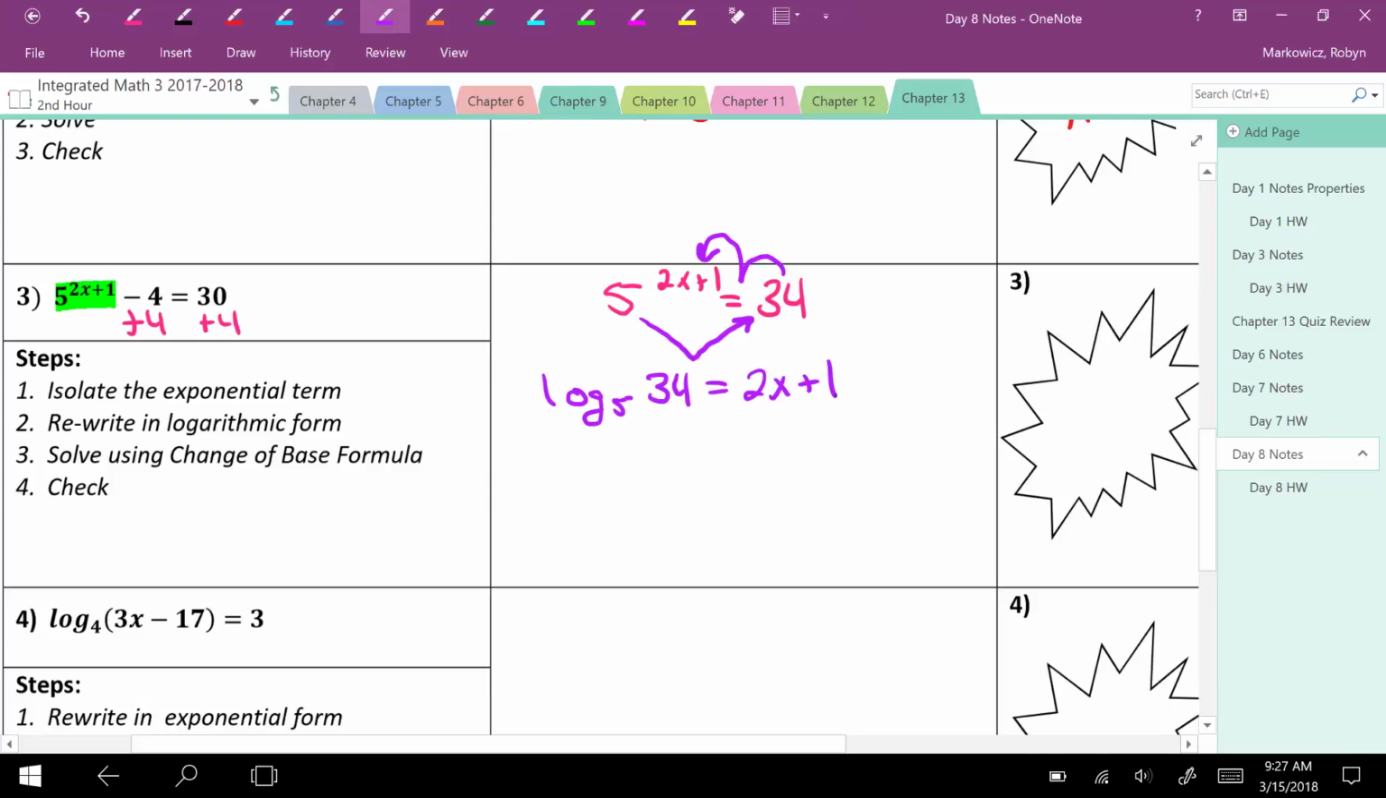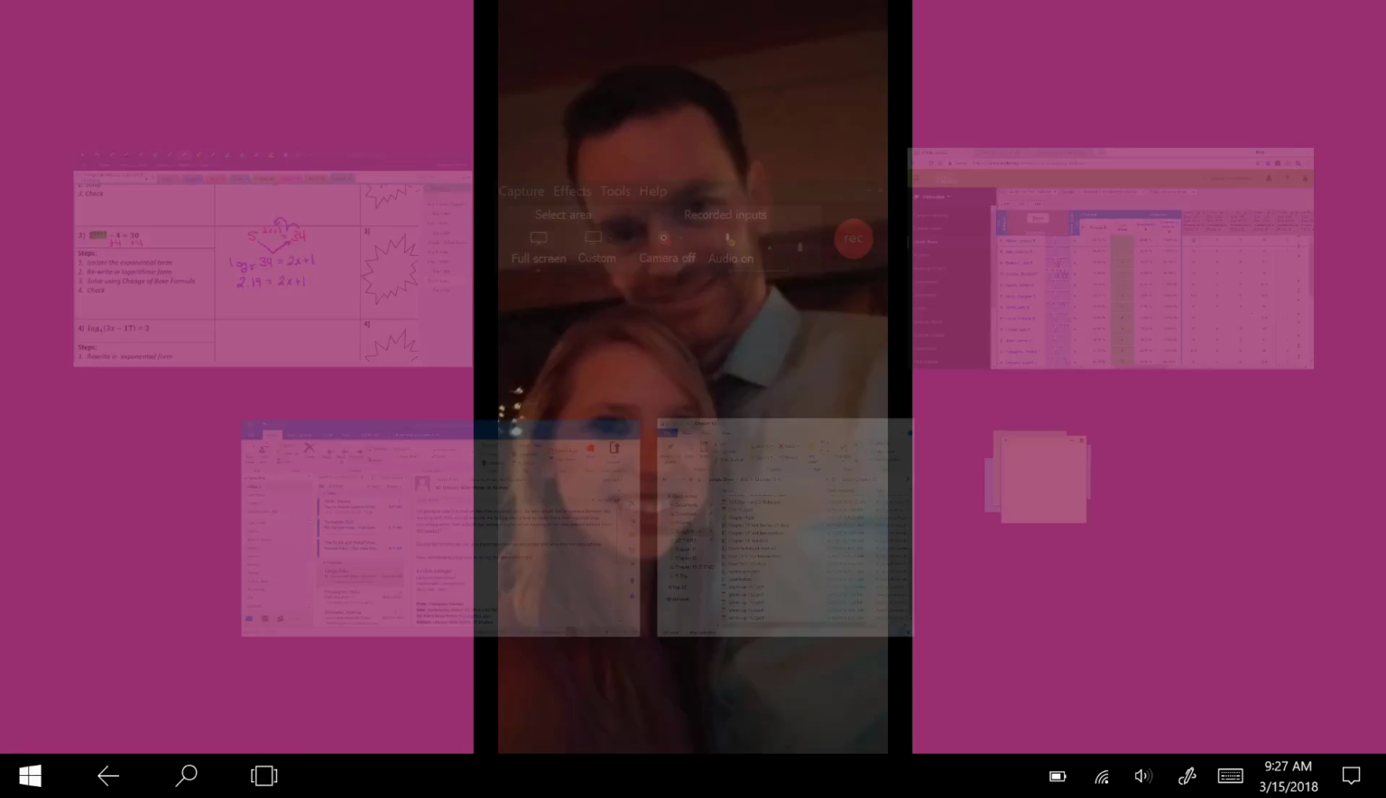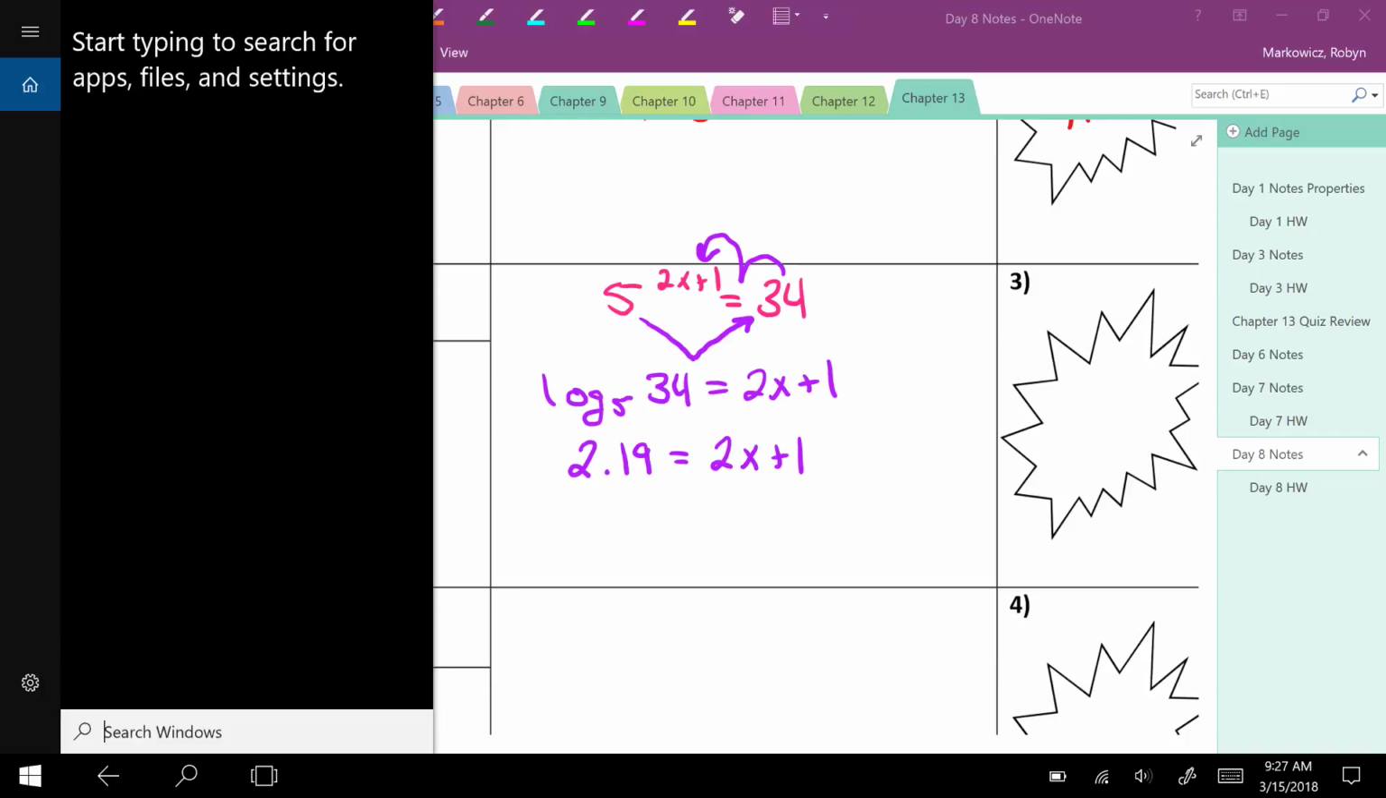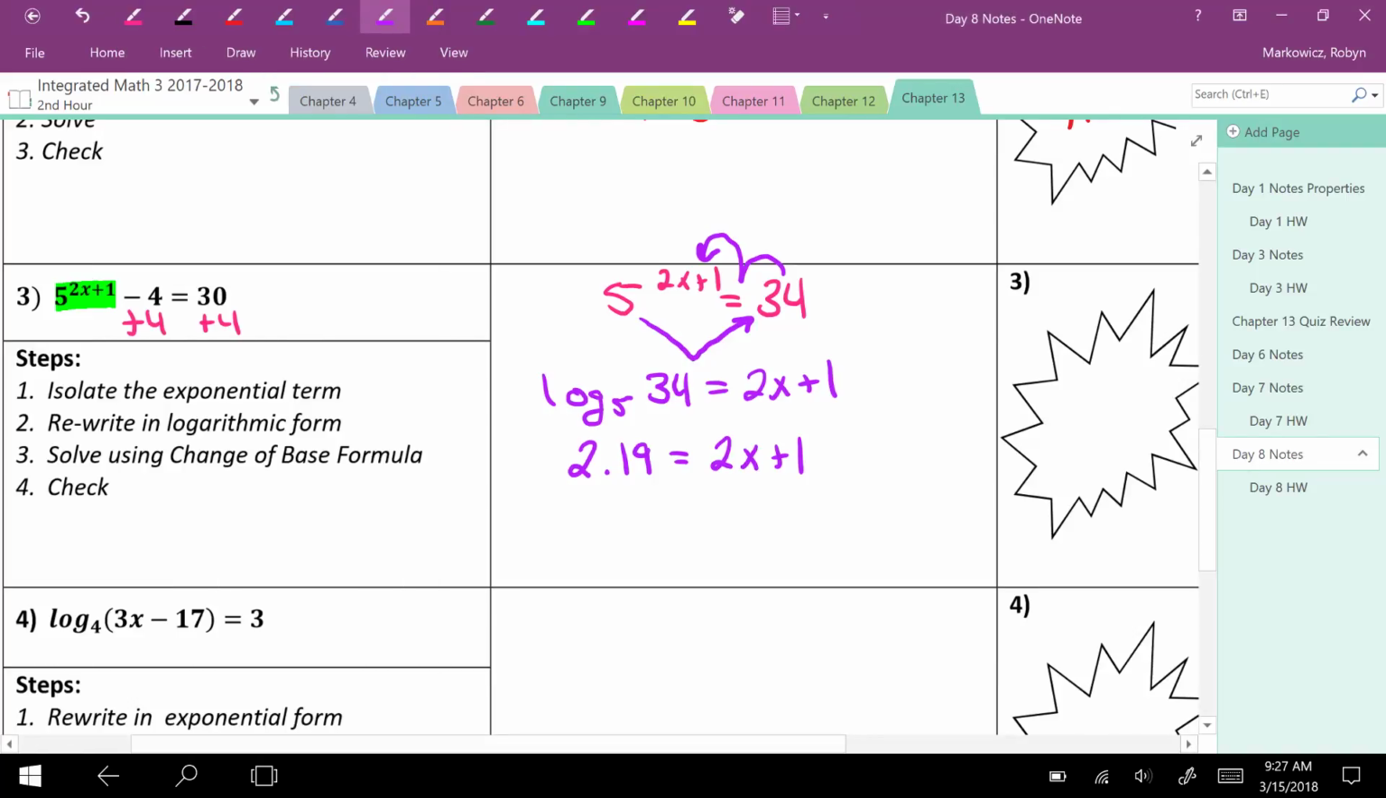So then you do that one in the calculator. Good, we need to type it into the calculator. Change of base. Who can tell me what is log base 5 of 34? 2.19 from the calculator. Wait, how do you type it in on your calculator? Alpha window. Green button, alpha, window. And then it's number 5.